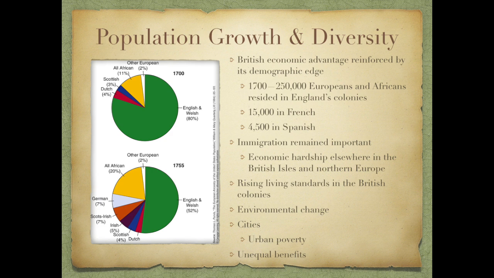So the British economic advantage is also reinforced by its demographic edge as compared to France and Spain. By 1700, there were at least 250,000 Europeans and Africans residing in England's colonies, whereas in New France, there was only about 15,000, and in New Spain, there was only about 4,500, most of those in Latin America rather than in North America as well. Early in the 18th century, all three colonial populations at least quadrupled in size.